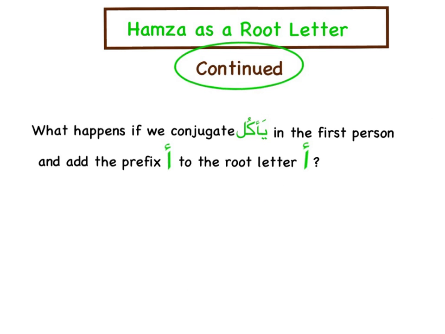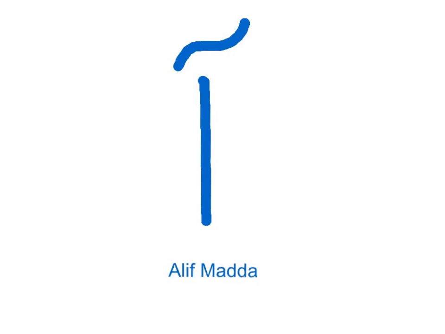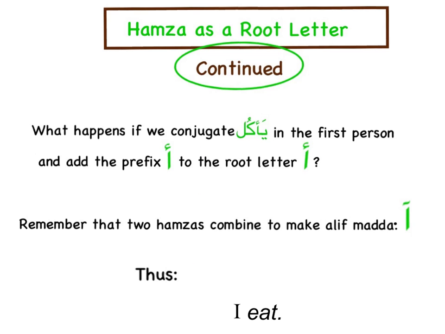Another thing, what happens if we conjugate ya'kul in the first person and add the prefix a to the root letter a? And if we remember that two hamzas combine to make alif madda, thus we say akul. Akul, we use alif madda, for the first person singular.